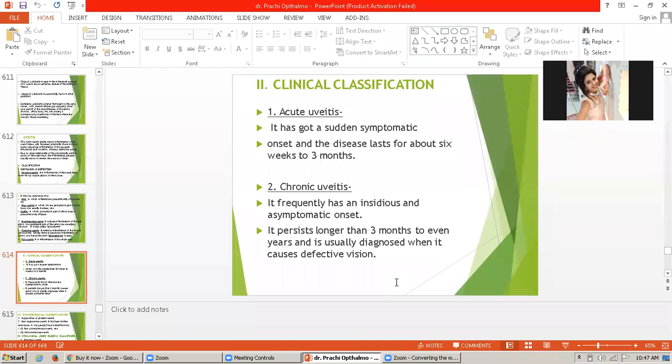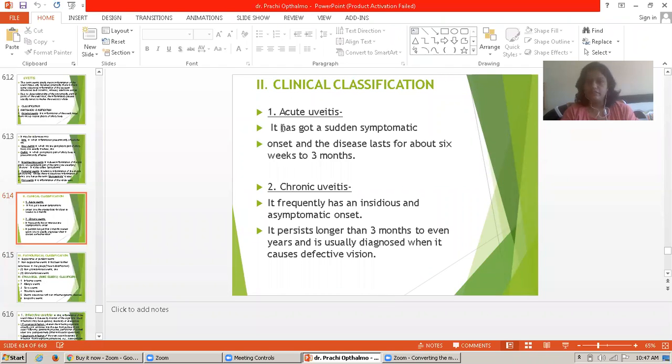So this is all about the anatomical classification of the inflammation of the uveal tract, that is uveitis. Next is the clinical classification of uveitis. In that, first is acute uveitis and second is chronic uveitis.